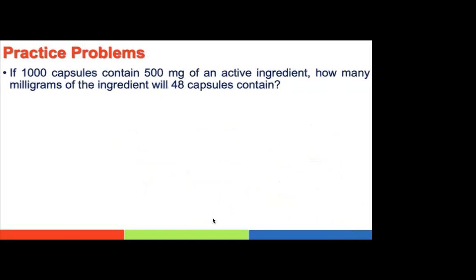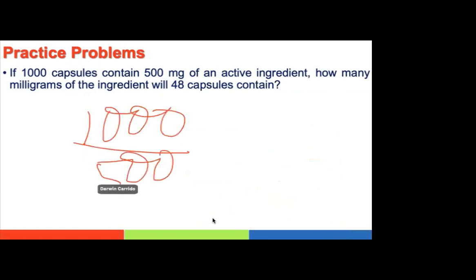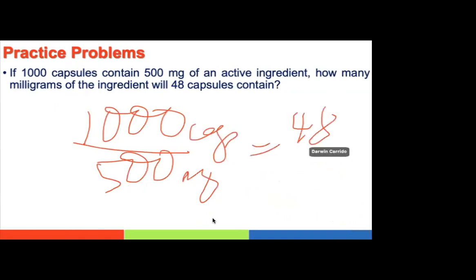If 1,000 capsules contain 500 milligrams of active ingredient, how many milligrams of the ingredient will 48 capsules contain? So at this point, sana mas mabilis na ang pagsagot. 1,000 capsules, meron daw 500 milligrams. Then, ilang milligram of a drug ang meron in 48 capsules? What is your answer?